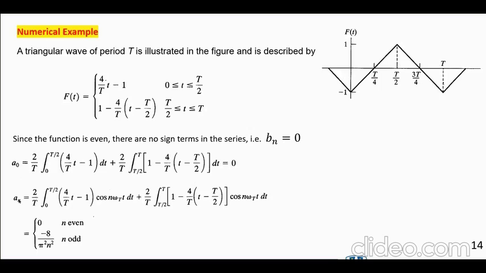And a_n's, okay, so a_n, you break it up. If you have to integrate from 0 to big T, you break it up from 0 to T over 2, because the formula is there, plus the integral from T over 2 to big T, so the formula is right there, and just literally hammer it out.